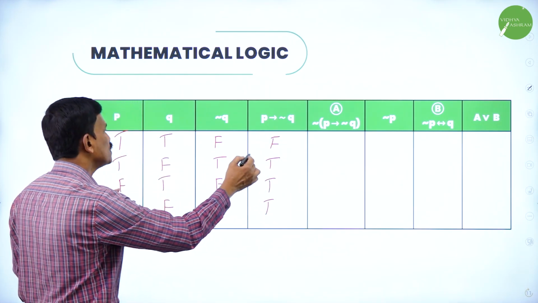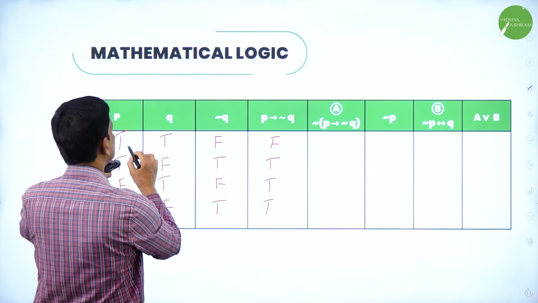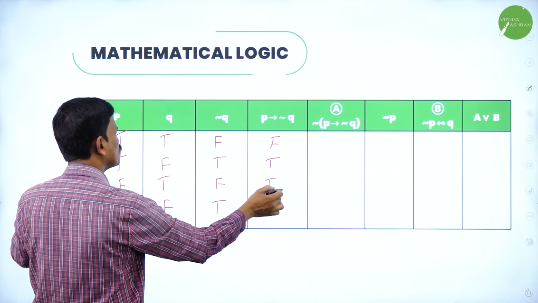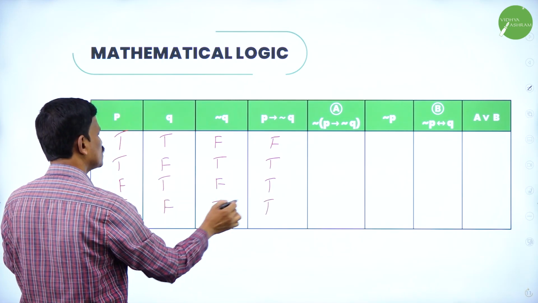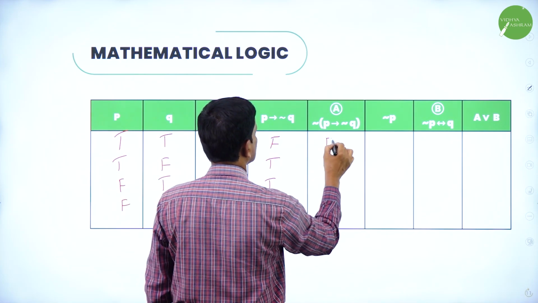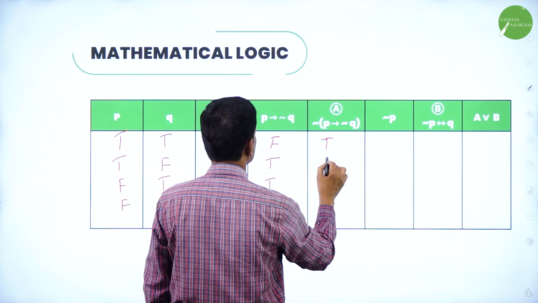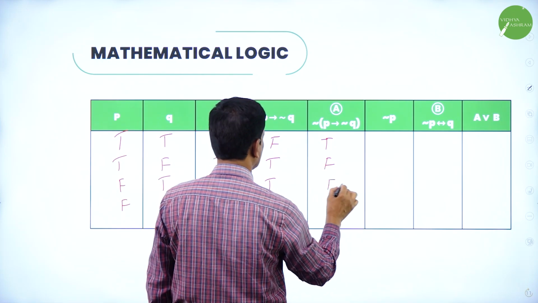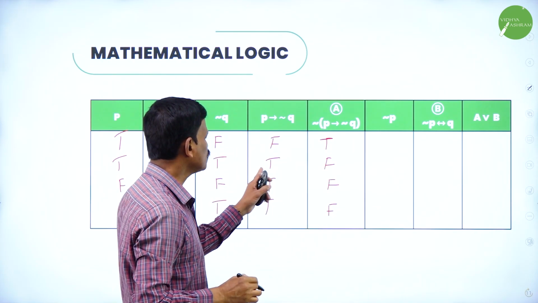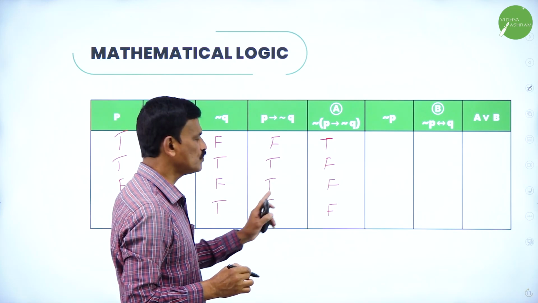So first, P conditional to negation Q. The conditional for these two: true and false is false, true and true is true, false and true is true, and false and false is true. Now write down the negation for this. The negation of false is true, for true it is false, for true it is false, for true it is false. So the negation column is true, false, true, false.